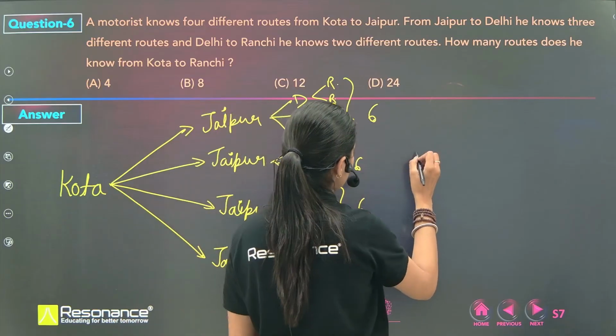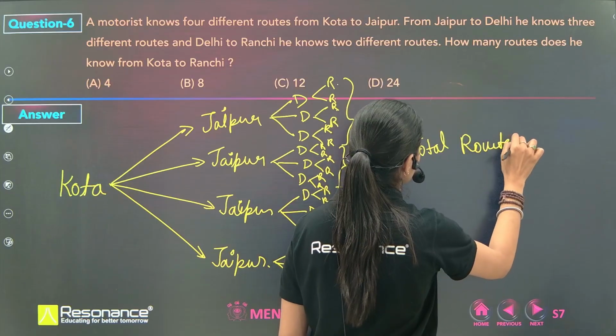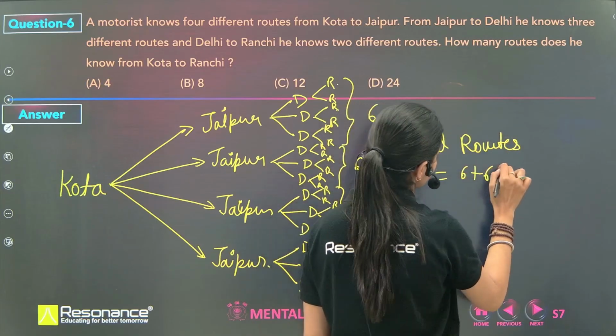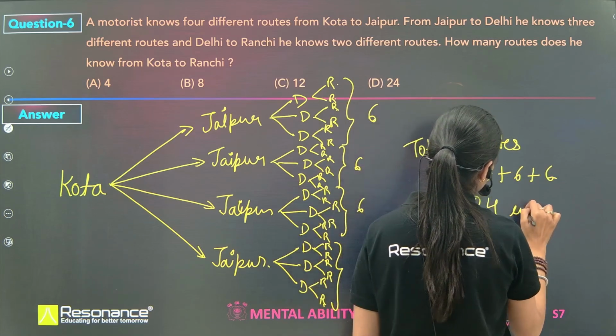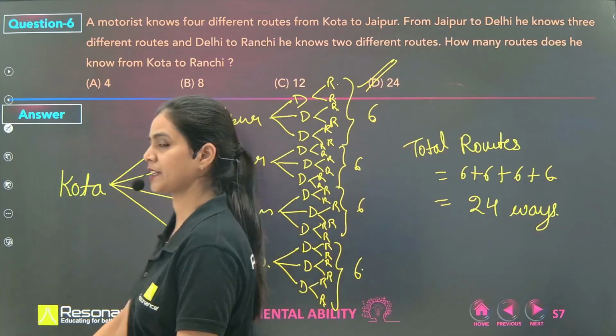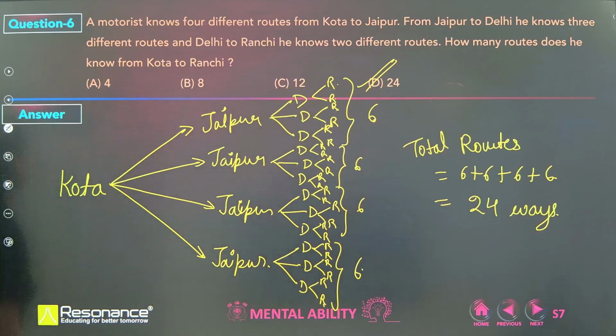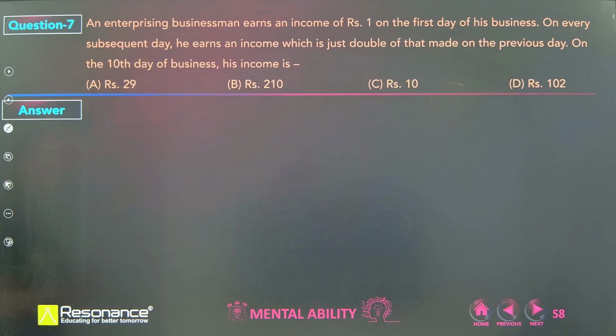So we have to add. Total routes will be equal to 6 plus 6 plus 6 plus 6, which will be 24 ways. Okay, do we have it in the options? Yes, D option is the correct answer. Okay, let's move to the next question.